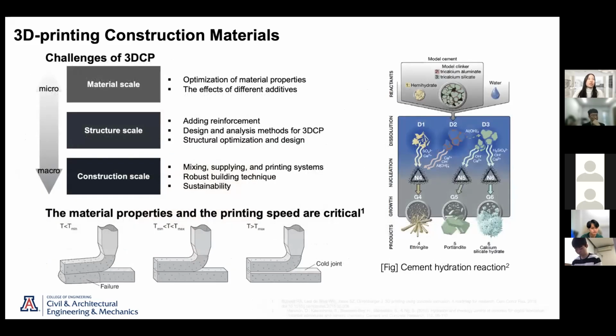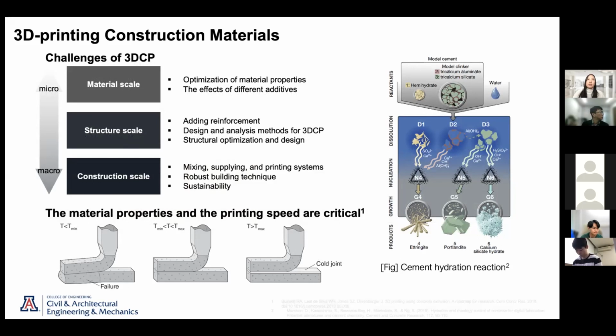3D printing construction materials have many challenges, and there are different kinds of problems for each scale. In material scale, setting characteristics of concrete is challenging, and for structure scale, structure optimization design is important, and sustainability should be considered in construction scale. Thus, understanding cement hydration is needed. Research on the early cement hydration mechanism is the key to understanding the cement matrix's physicochemical properties.